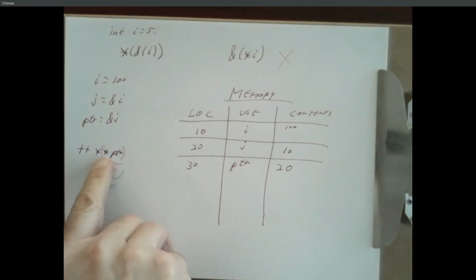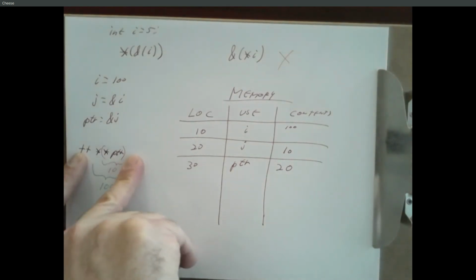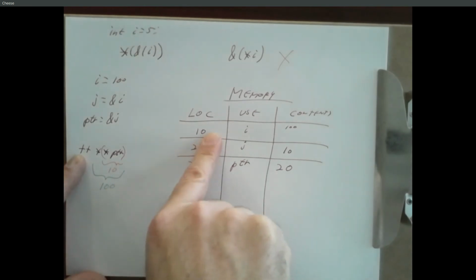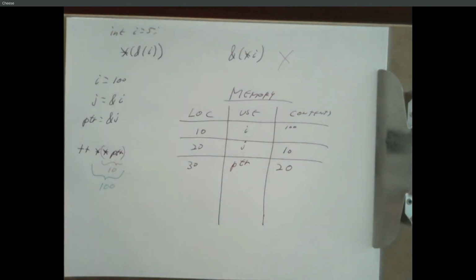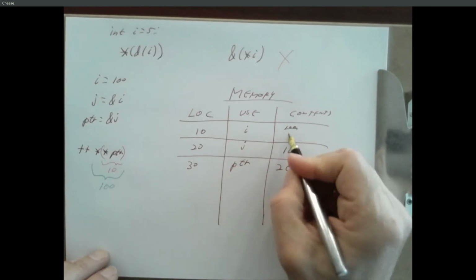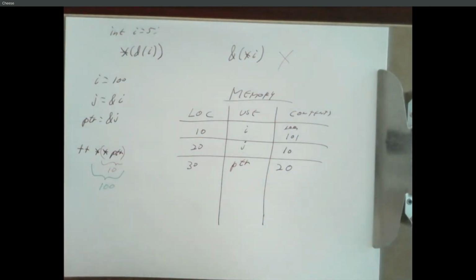And plus plus something says increment the value at something. This should increment the value here, and it should change this to a 101. I was going to say let's try it, but I'm kind of afraid. Let's try it.